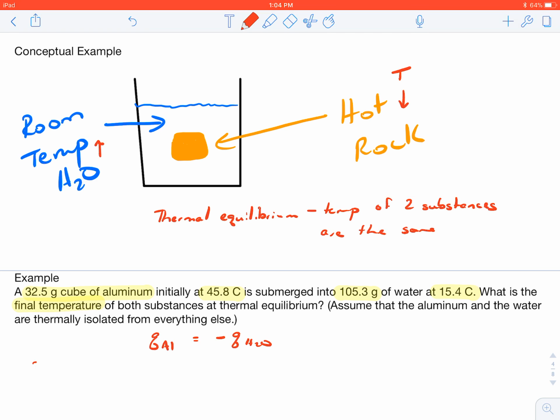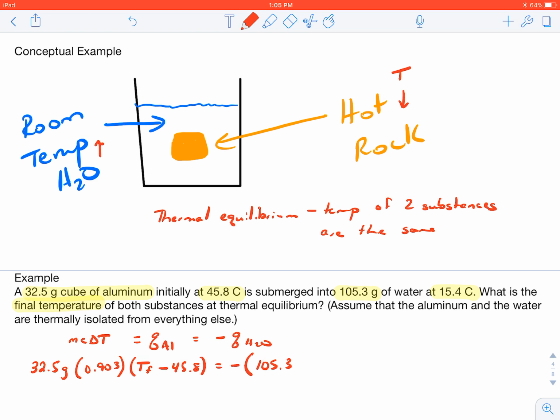And so we can just plug in our numbers here. We've got 32.5 grams, because remember, Q is equal to mc delta T. Our mass of aluminum is 32.5. In our table, we have 0.903 as the specific heat of aluminum, and then we're going to multiply that by the temperature change of aluminum. And there's a couple of ways to do this. The example in the book doesn't do it this way, but we know T final minus our initial temp, 45.8, is going to equal the same thing on the other side for water, and we're going to put all of that in parentheses.